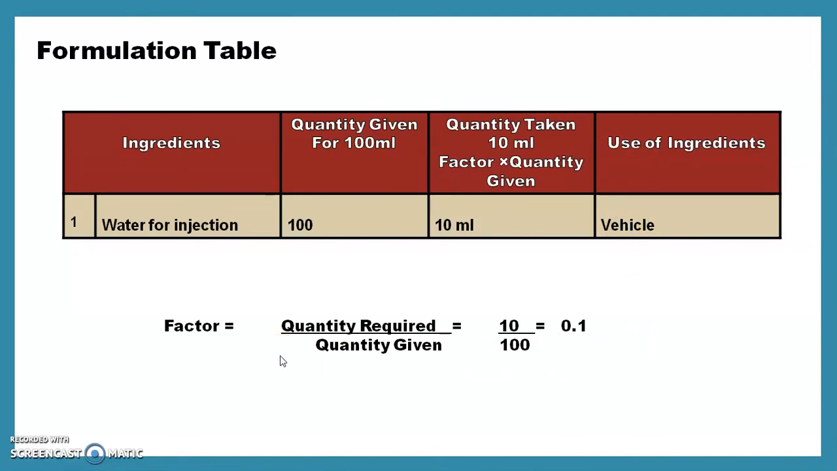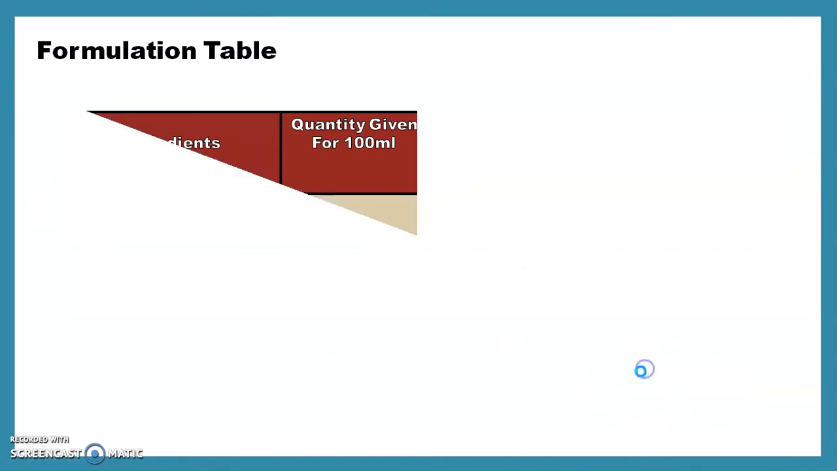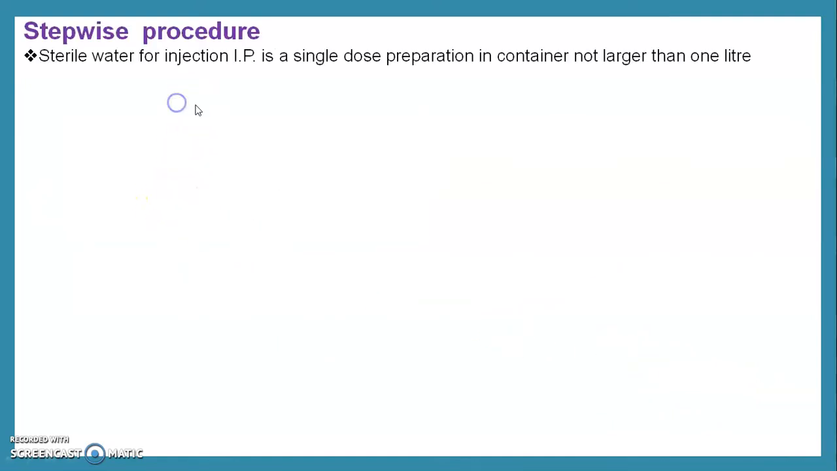This can be calculated. We have to prepare 10. Our quantity required is 10. Quantity given is 100. Our factor is 0.1. By this we get the quantity taken. And then we go through the stepwise procedure.